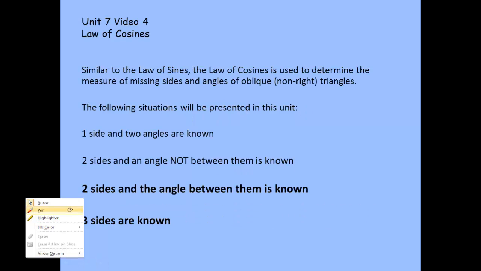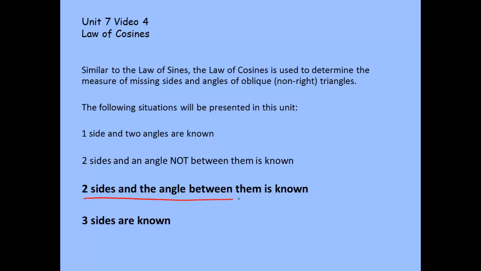Alright, so in the last couple videos we've discussed what to do using the law of sines, and similar to the law of sines, the law of cosines is used to determine the measure of missing sides and angles of oblique triangles. Nothing different, just different situations. So what we're going to be looking at is if we have two sides and the angle between them, or if we know three sides.